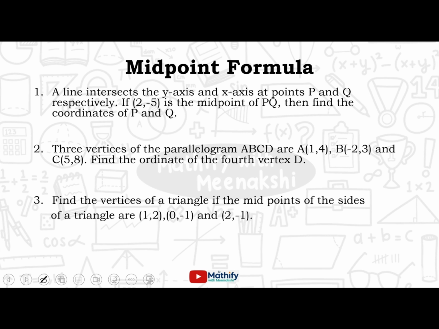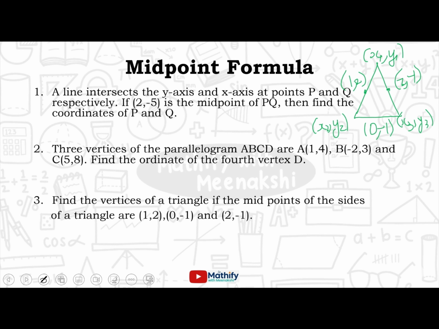In question number 3, find the vertices of the triangle if the midpoints are given. This question is important. See here carefully. Midpoints are given. So you can write it's (1, 2). Here, this one is (0, -1). And this one is (2, -1). Just learn this concept and you can solve this type of question. First thing is you have to take the vertices of the triangle as (x1, y1), (x2, y2), and (x3, y3).